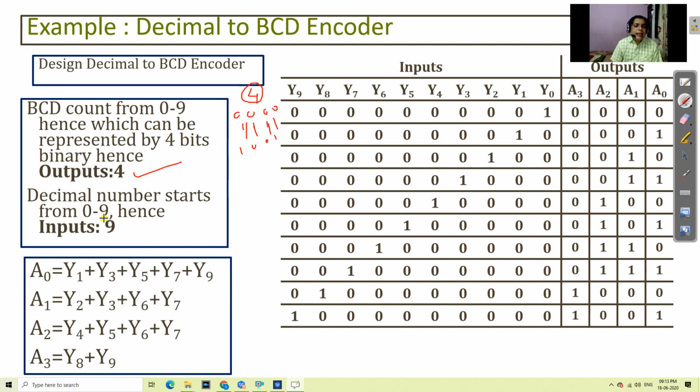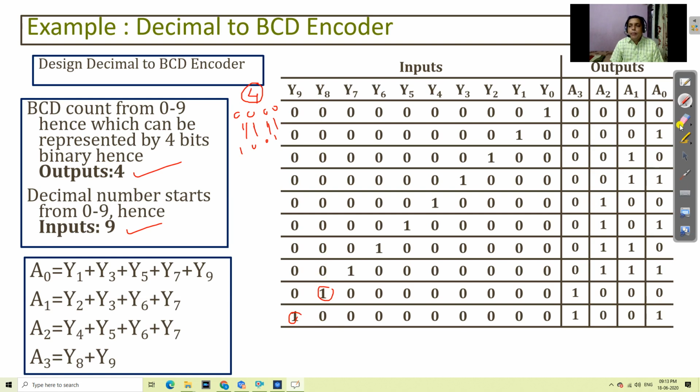And how many input lines? As there are 0 to 9 inputs, the inputs start from y0, y1, y2, y3 up to y9. See that this is not a priority encoder, this is a normal encoder I am designing. When y0 is equal to 1, it produces output; the total output lines are 4, a0, a1, a2, a3, 0 0 0 0. When y1 is equal to 1, it will produce 0 0 0 1. Likewise, when the input is present at 8, it will produce 1 0 0 0. When the input is present at 9, it will produce 1 0 0 1.